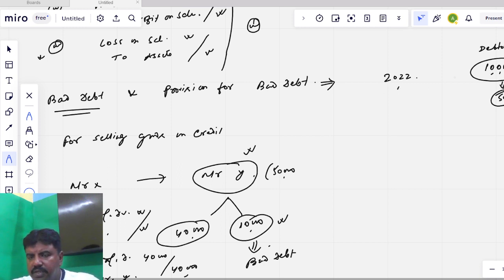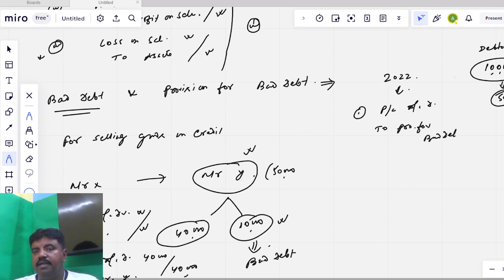In the profit and loss account of 2022, I will pass a journal entry: profit and loss account debit to provision for bad debt. So I created the provision for bad debt. It's for how much? It's for 5,000. Is it okay? So I created the provision, debiting the profit and loss account.